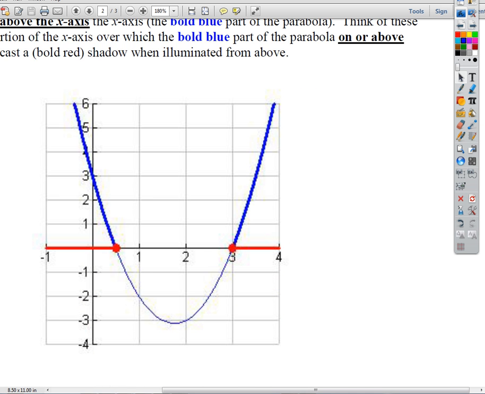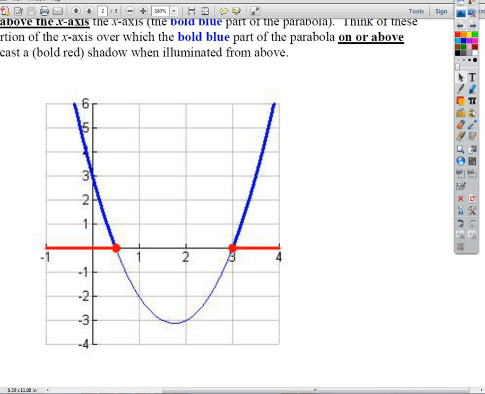Yes. In red? Okay. A couple ways you can think about it. I think the squashing thing works. You can squash it down. Or the other way of thinking about it is, what if I were to shine flashlights from above and below? Where would the shaded part of the parabola make a shadow?